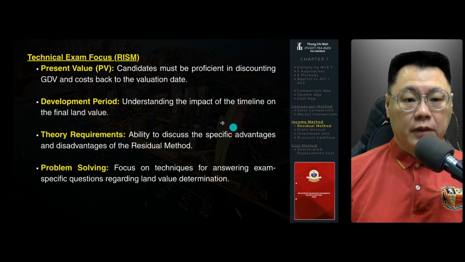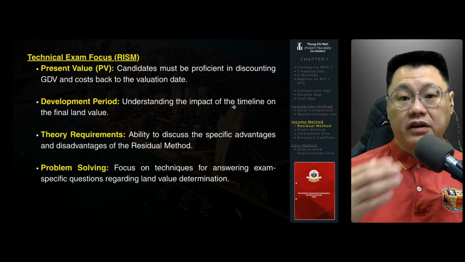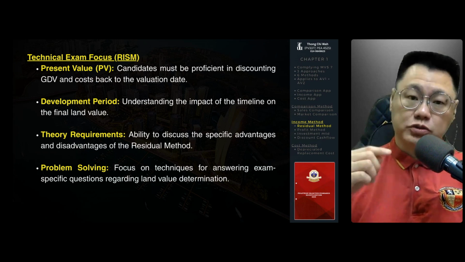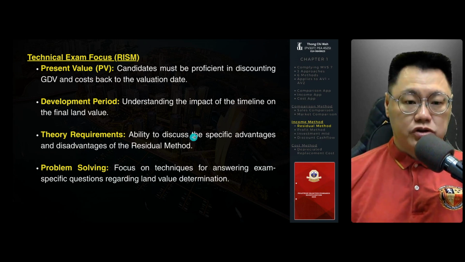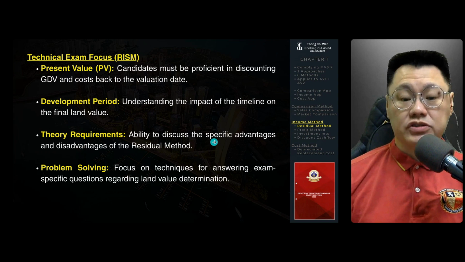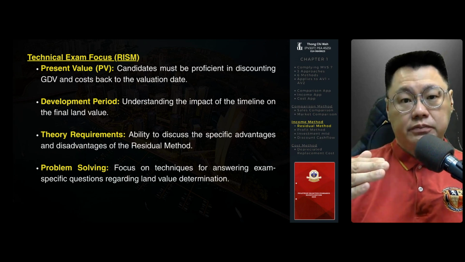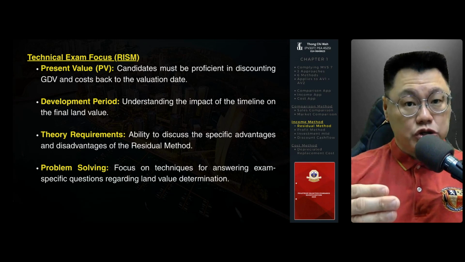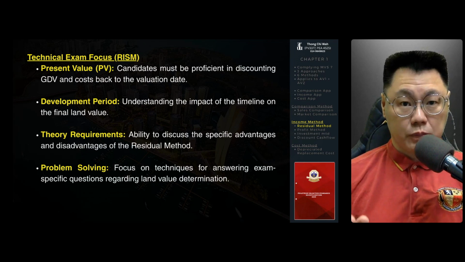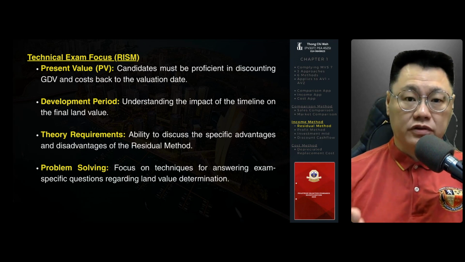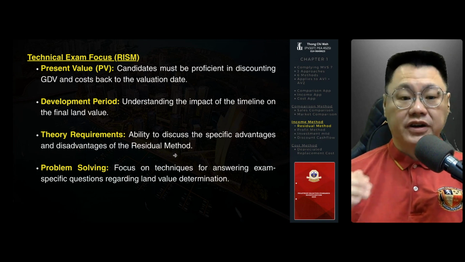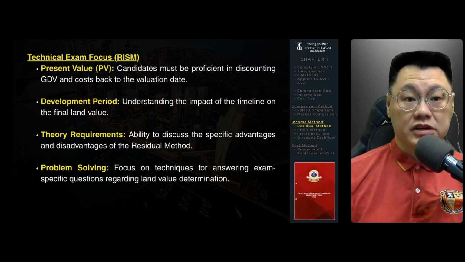The development period: understand the impact of the timeline on the final value. So how long does it take? 1 year you have to get for approval, and then 3 years construction. That's why you need to have 1 more year. Then the theory requirement: ability to discuss the specific advantages and disadvantages of the residual method. Sometimes, recently, they come out with questions in theory. They will ask you what are the benefits and the disadvantages of the residual method. You must know it, because you have to study the theory. And then problem solving: focus on the technique of answering exam questions specific to land value determination.